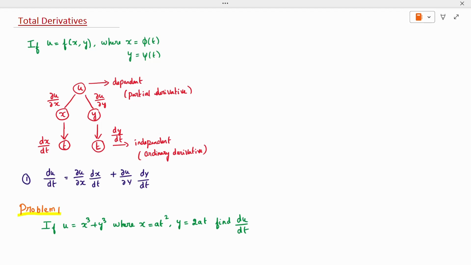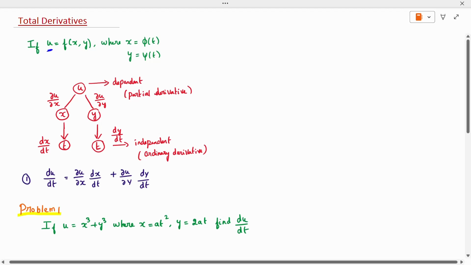How do I have to use it? dx by dt, dy by dt. So if it is only one variable, you have to use the ordinary derivative. If more than one variable, you have to use the partial derivative. So how can I write du? I have to find it for u only. So du by dt, how can I write it?